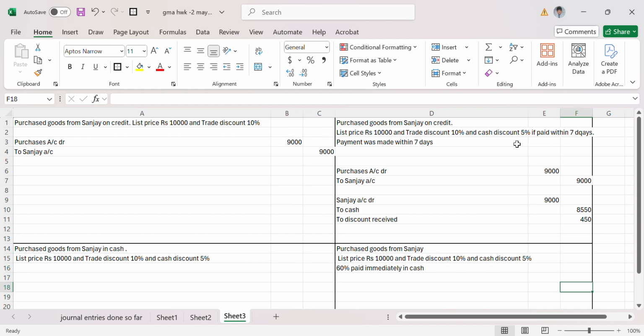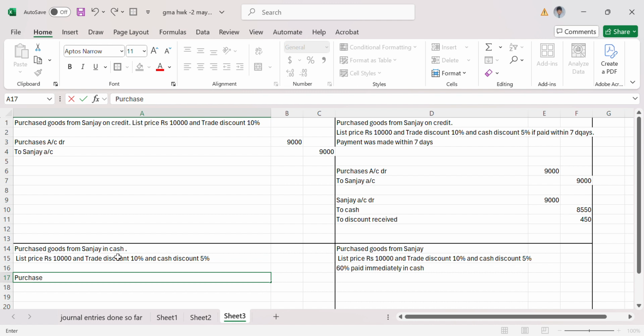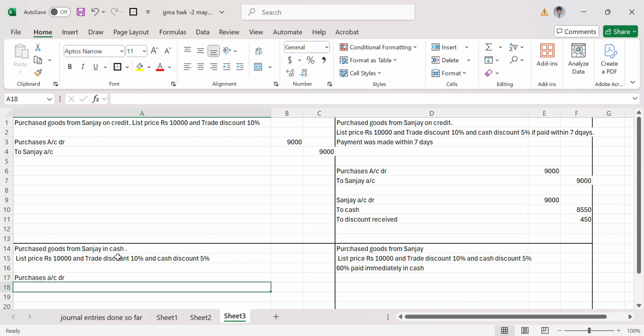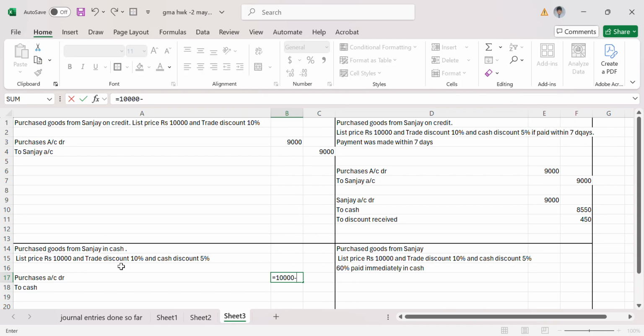The next scenario could be purchase goods from Sanjay in cash. As I identify the transaction, I come to know that it's not a credit purchase, it's a cash purchase, because name and cash both are given. Ignore the name, just take it as cash. So the entry will become: purchases account will be debit because it's an expense, and cash is going out of the business, so cash credit. As I told you, purchases is always list price minus trade discount. So 10,000 minus 10% of 10,000, which is 1,000. So I have my purchases, which is 9,000.